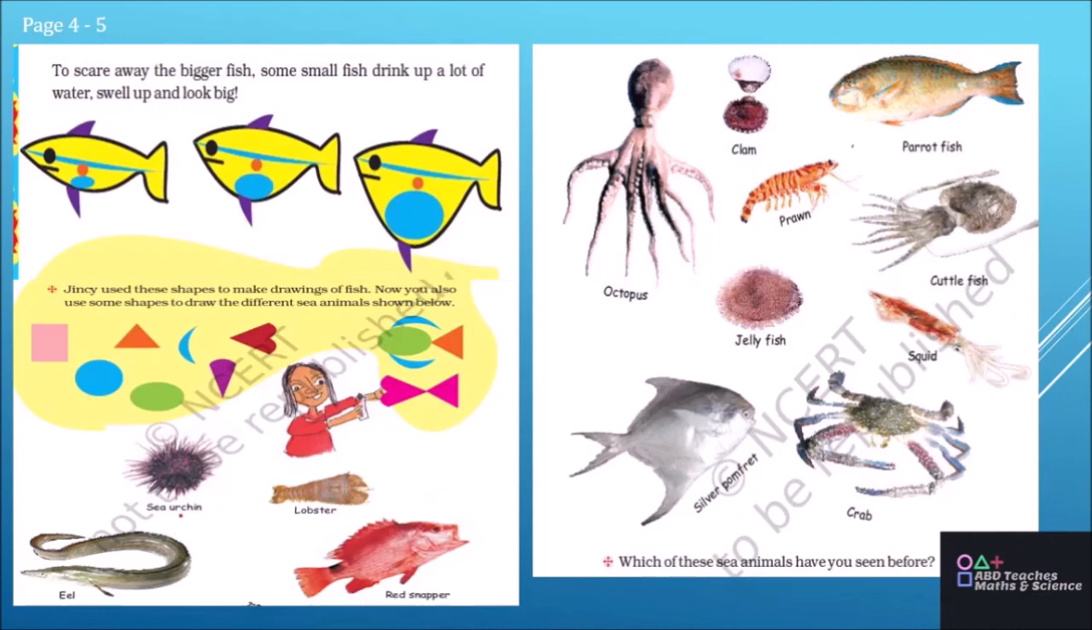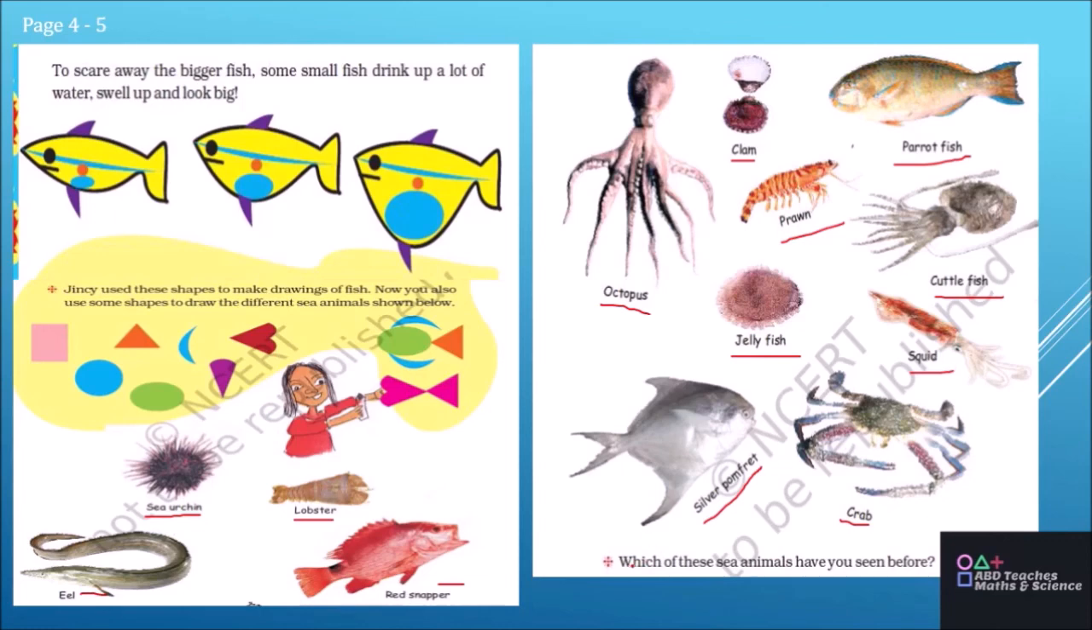and there are a lot of sea animals mentioned here. This animal is called sea urchin, this is called lobster, this is called eel, this is called red snapper, this is octopus, this is carp, parrotfish, prawn, cuttlefish, jellyfish, silver pomfret, crab, squid.